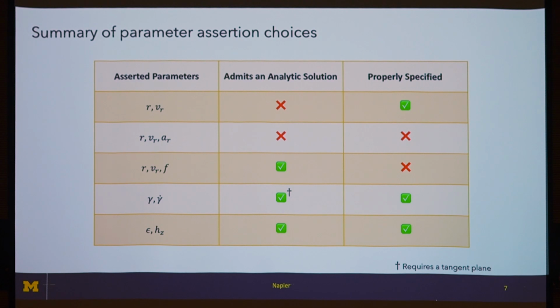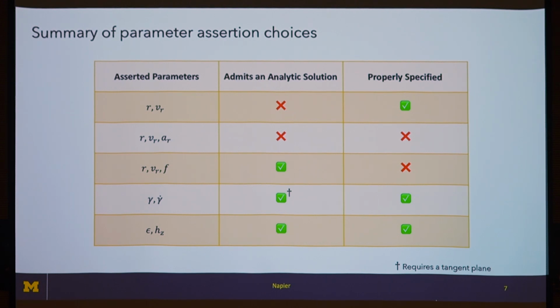There's a lot of ways that you can choose your parameters that you want to assert. You can use R and v_R, but that's not ideal because it doesn't admit an analytic solution, like the equation we just talked about. But it is properly specified, so you're only using 2 assertions. You could use 3 values to get an analytic solution, but those aren't properly specified. You're doing more work than you need to.